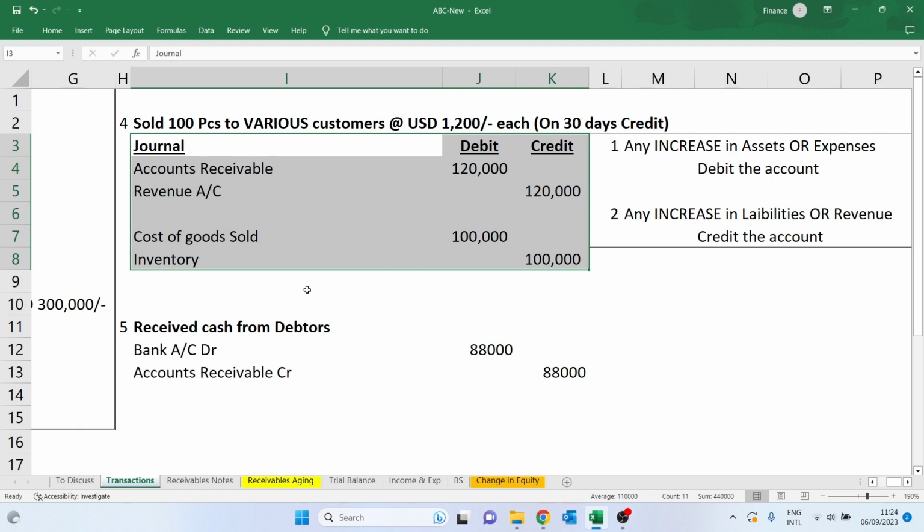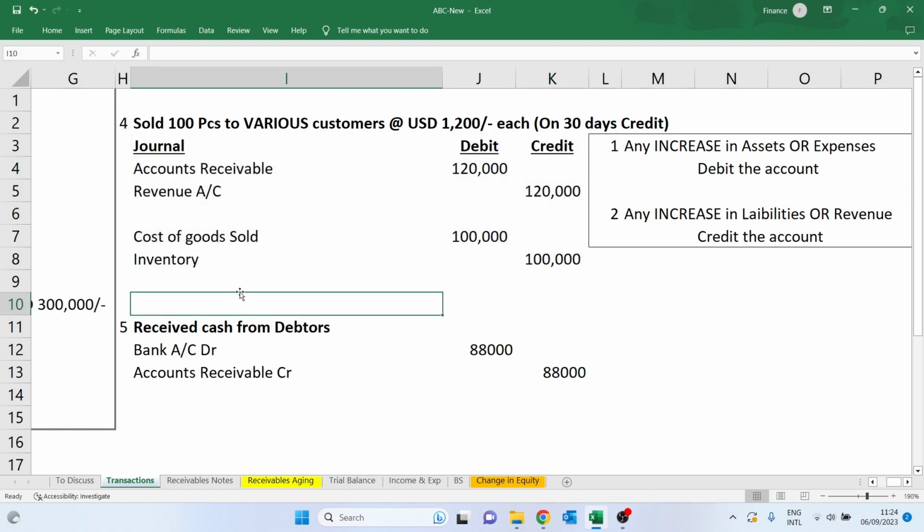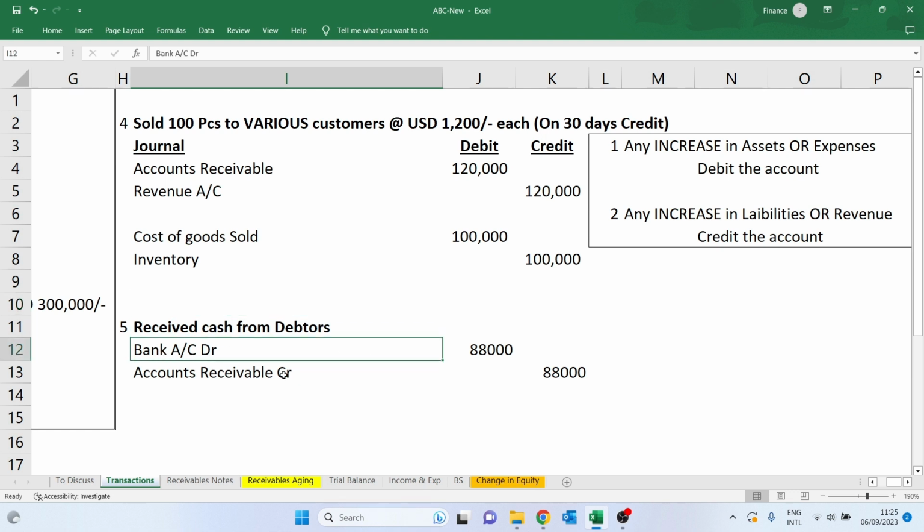And while receiving the cash from those debtors, we sold the 100 pieces, and if we receive cash against those accounts receivable, the entry will be bank account debited, accounts receivable credited. Bank account is debited because the cash is coming in, right? Our cash is increasing. Bank is an asset account, so our bank balance is increasing. So increase in asset will be debited. So we have debited 88,000. We received only 88,000 against 120,000.